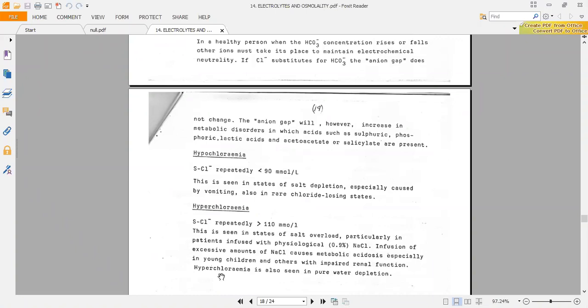Any other questions? You said three things about Conn's syndrome: hyponatremia, what and what? In Conn's syndrome, you have high levels of aldosterone. Aldosterone leads to reabsorption of sodium and excretion of potassium and hydrogen. So it will cause hypernatremia, hypokalemia, and then metabolic alkalosis. Okay, thank you.